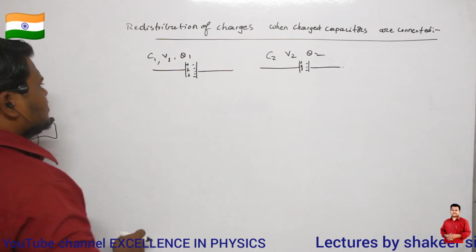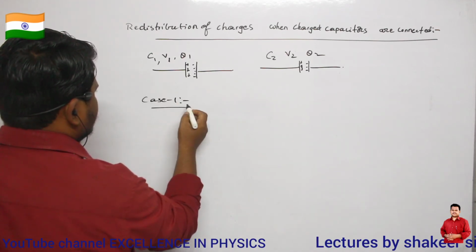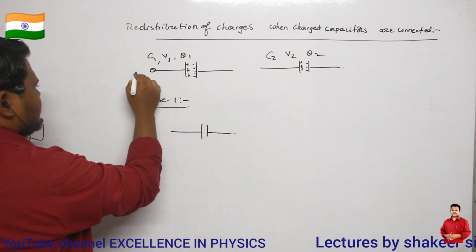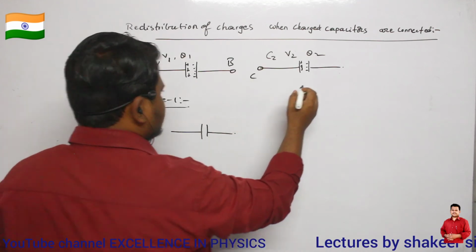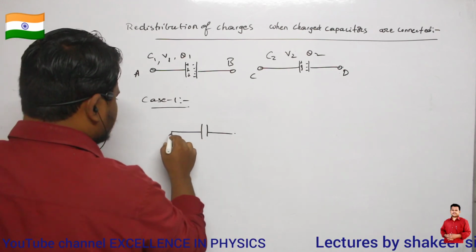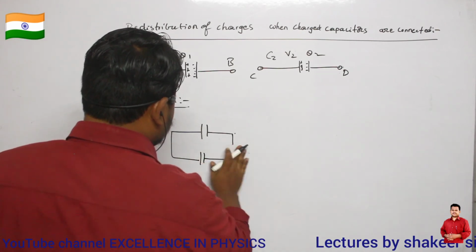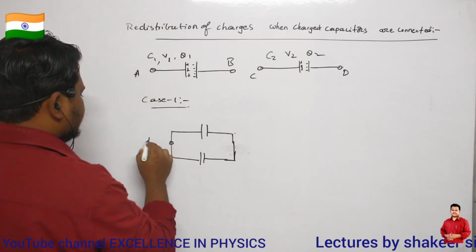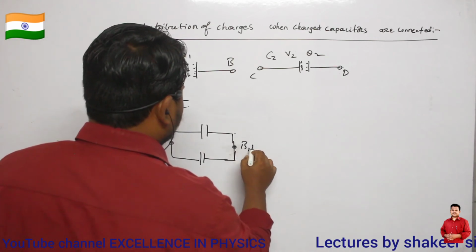Clear? So what is the case number 1 which we are studying here? Case number 1 is connections are given like this. So if this terminal is A, this terminal is B, this terminal is C, and this terminal is D, then A and C we are joining with each other. So here we have A, C and here we have B, D.